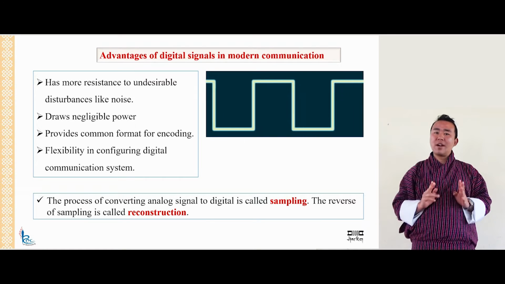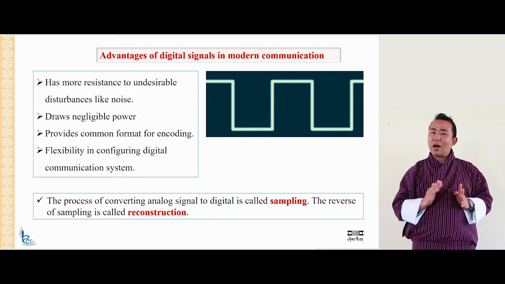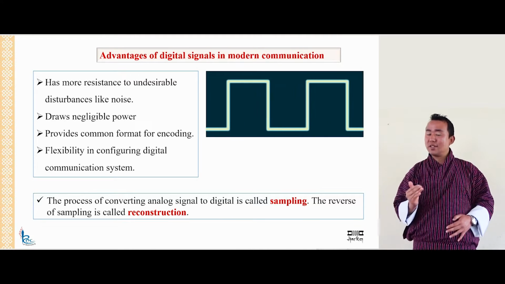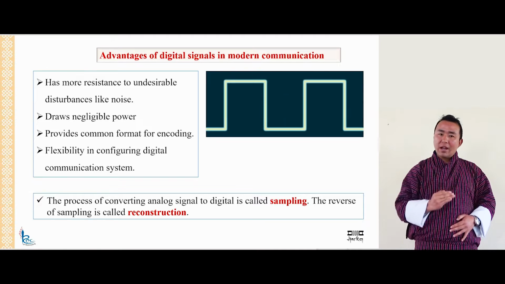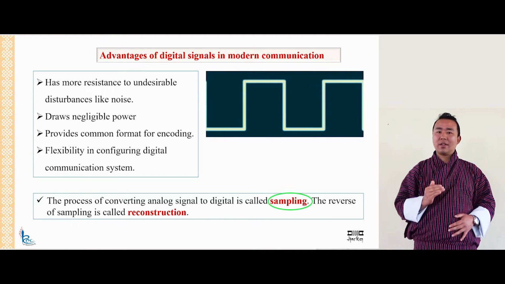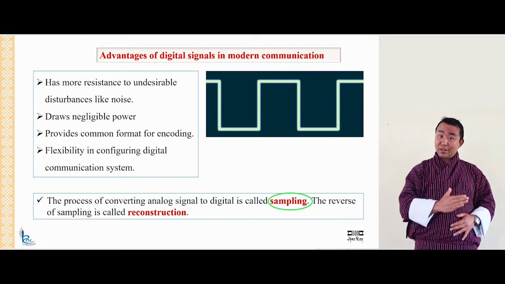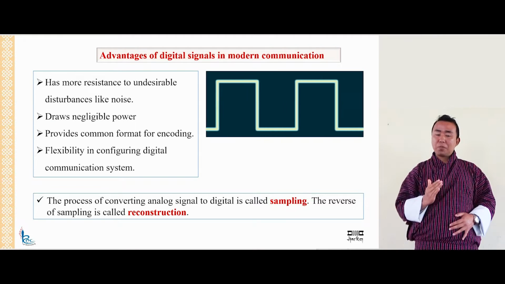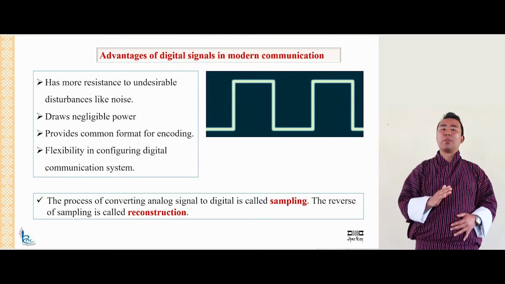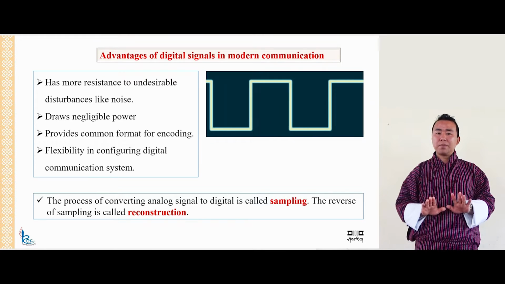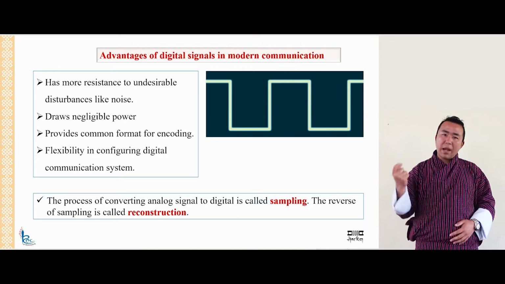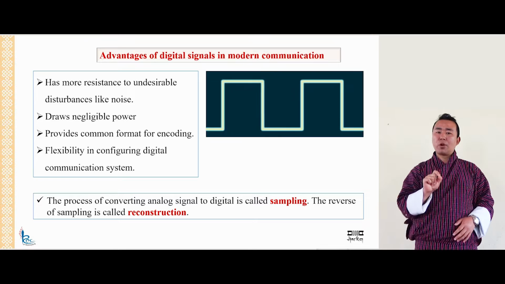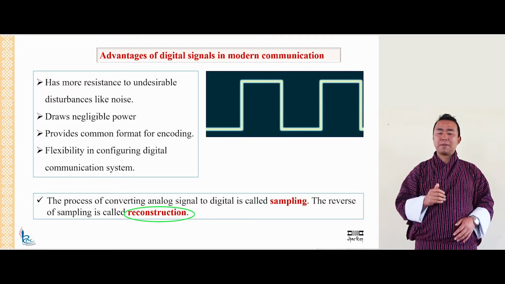However, we can convert signal from one form to another form. For instance, we can convert analog signal into digital signal form, and that process is known as sampling. And if we do the vice versa, that is, if we convert that digital signal back into analog signal, then that reverse process is called reconstruction.